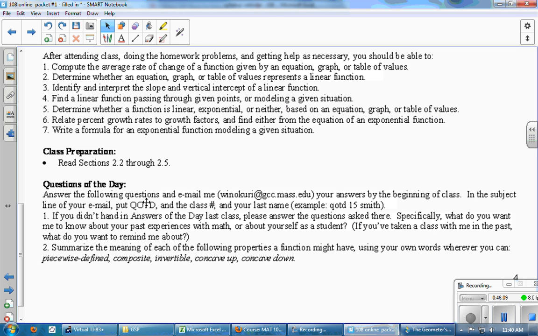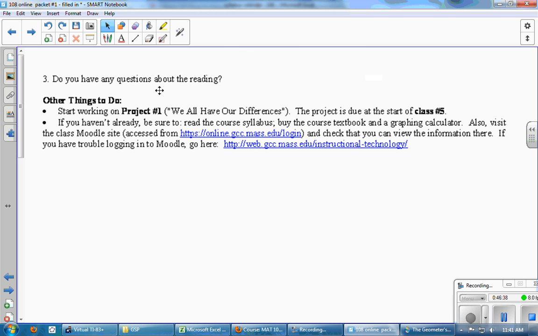And please, please, please, in your email, put questions of the day in the subject line and the class number and your last name. For example, questions of the day, class 15, and then Smith, if that's your last name. So for this one, it'll be questions of the day 2, and then your last name. So number 1 is telling me about yourself. If you did that already, then you don't need to do it again. Number 2 is some vocabulary questions. You will find the answers to those questions in the reading. And if you go to the next page, do you have any questions about the reading? I always ask that.